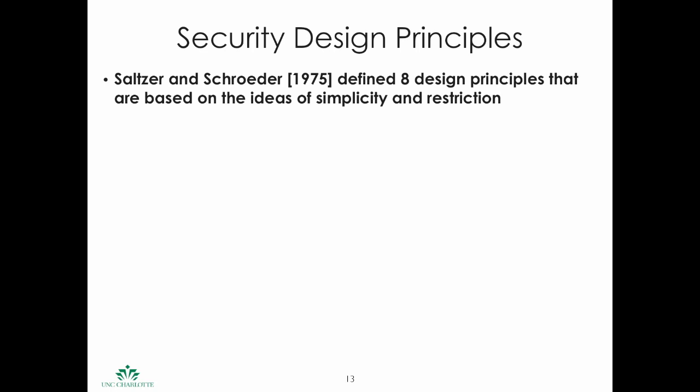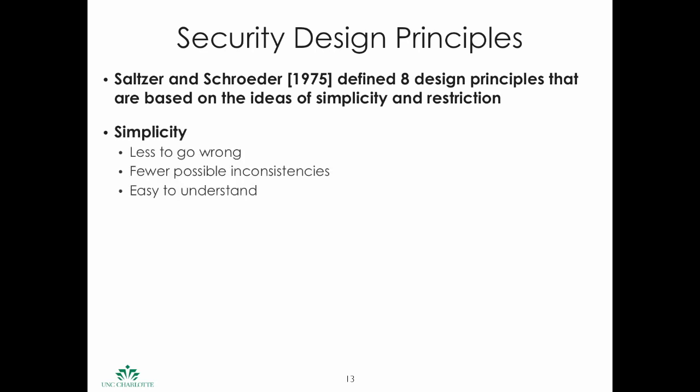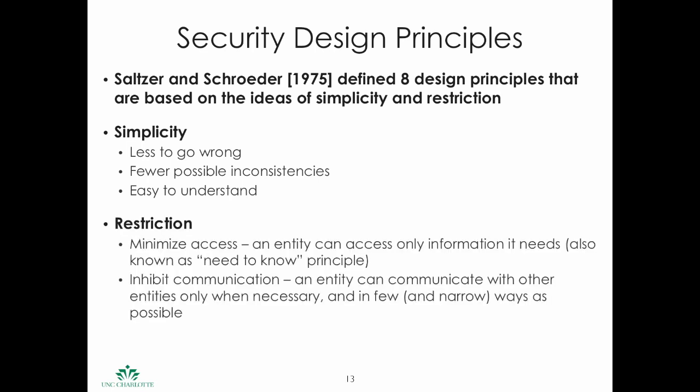In 1975, Salzer and Schroeder laid the foundation for this work and defined 8 design principles that are based on the ideas of simplicity and restriction. So if a system design is simple, then it means that less will go wrong and there will be fewer possible inconsistencies in the system, and it will be easy to understand.